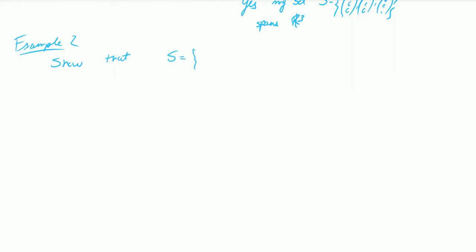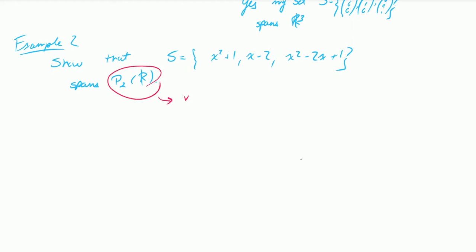So example 2. Okay. Now, let's say I ask you to show that the set S, which is equal to x squared plus 1, x minus 2, x squared minus 2x plus 1, spans P2(R). Now, if you don't know yet, P2(R) is just a vector space.